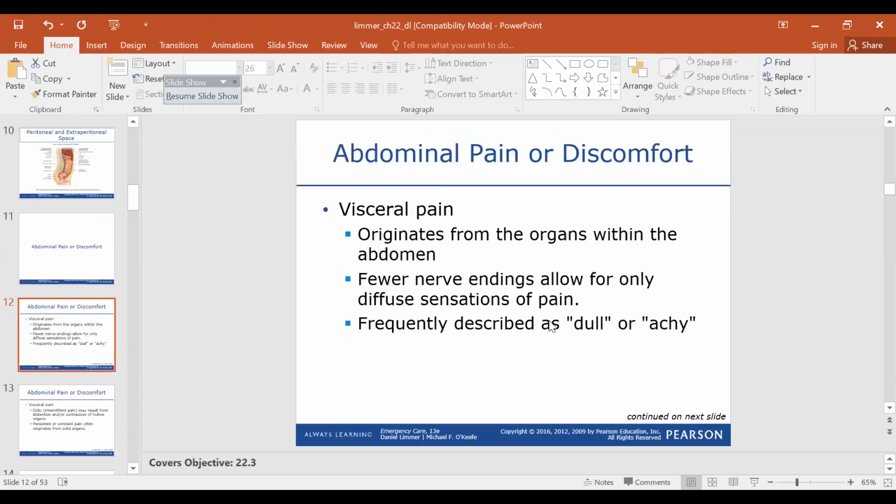Abdominal pain and discomfort. All right. Visceral pain, like it says here, originates from the organs within the abdomen. Fewer nerve endings allow for only diffuse sensation of pain. So this means that you're not really going to be able to pinpoint the actual pain and where it's coming from because there are not that many nerve endings. So if there are not that many nerve endings, there's not that much sensation. And that's why there's difficulty pinpointing where the issue is in the abdomen. It's frequently described as dull or achy pain.